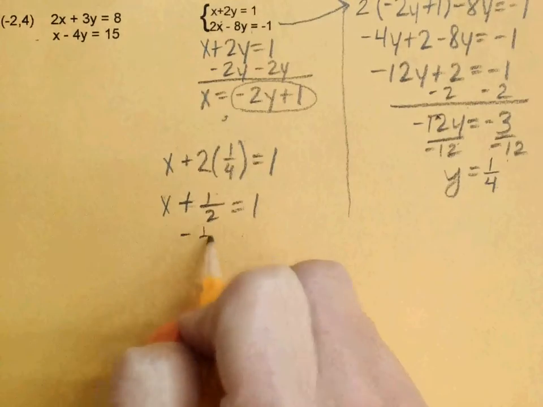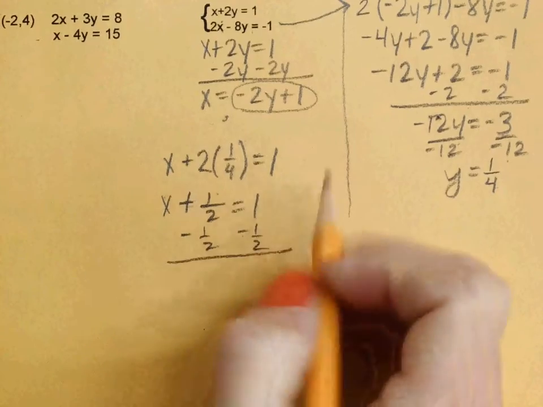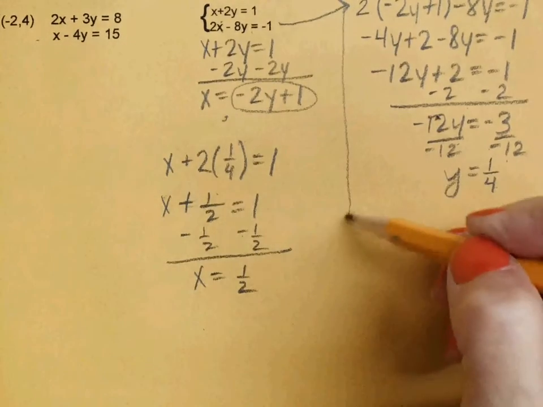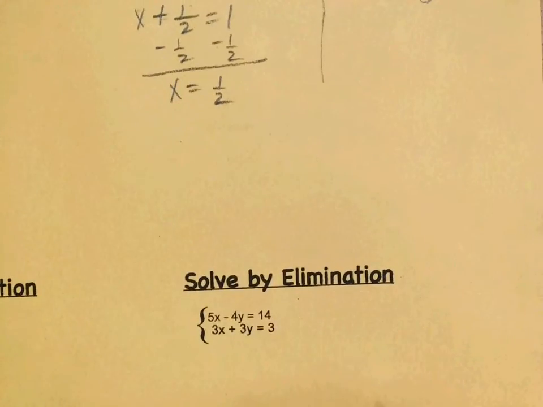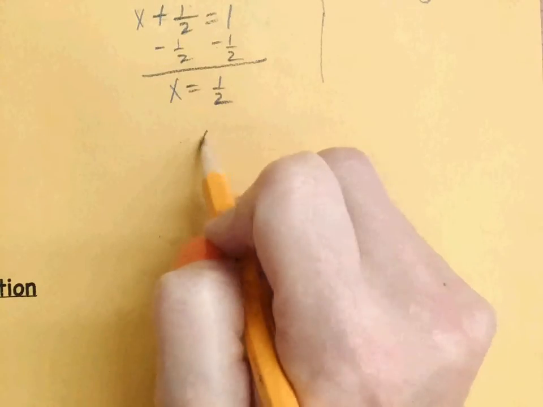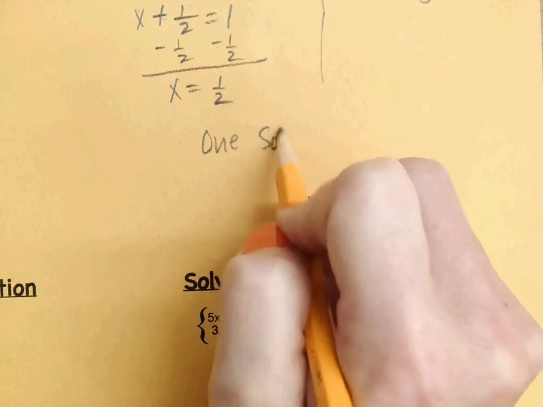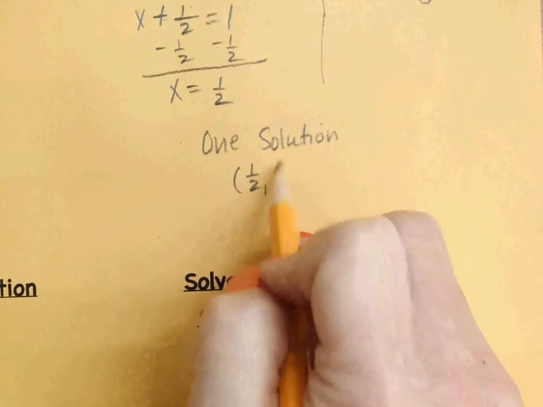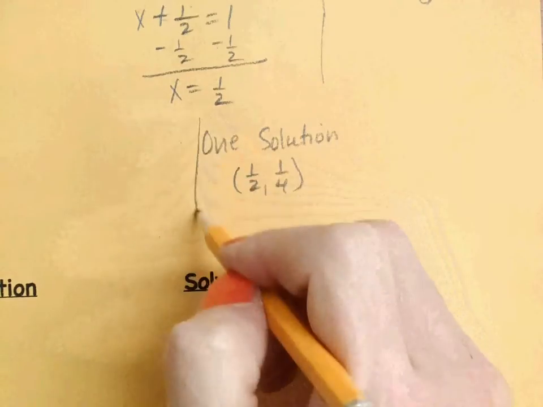Equal to 1. Subtract 1/2 from both sides. And so x is equal to 1/2. My final answer, I'll go ahead and write down that it is one solution at the ordered pair 1/2, 1/4.